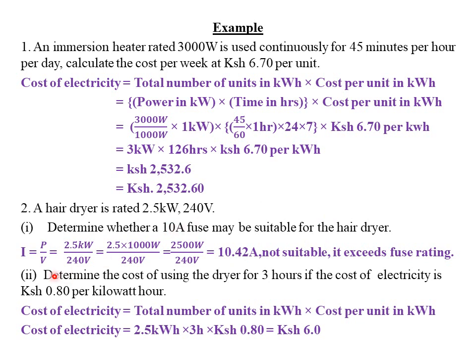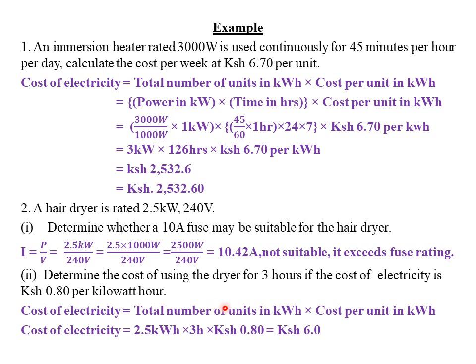Then Roman 2, we are told to determine the cost of using the hair dryer for 3 hours if the cost of electricity is 0.80, that is of course cents per kilowatt hour. So to find the total cost of electricity, you simply take the total number of units in kilowatt hour, and you multiply by the cost per unit, which is always given per kilowatt hour. So the total number of units in kilowatt hour will simply take the power. We are already given the power as 2.5 kilowatt.